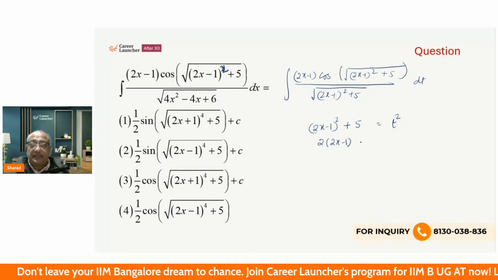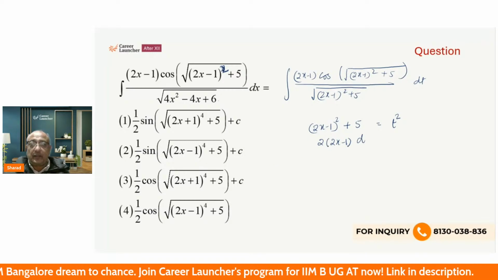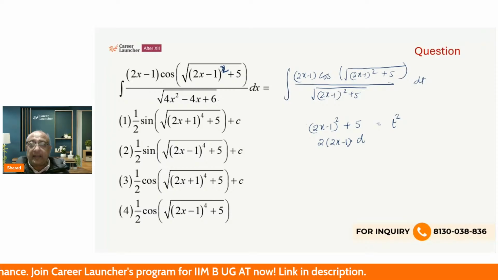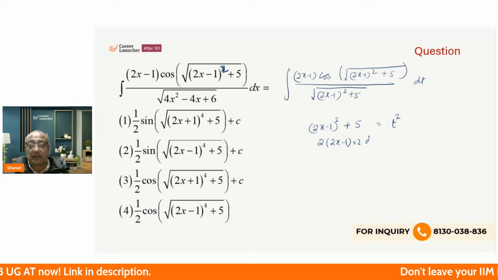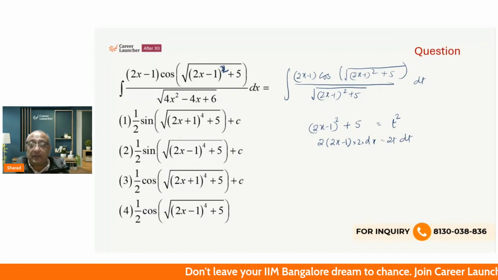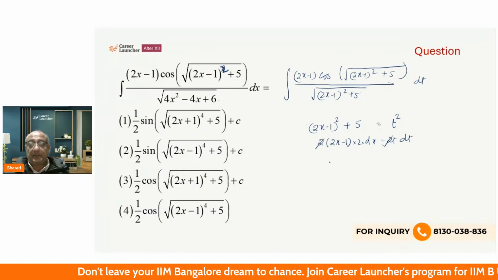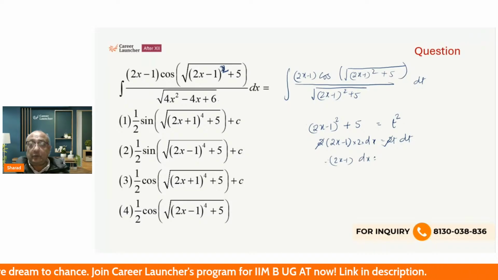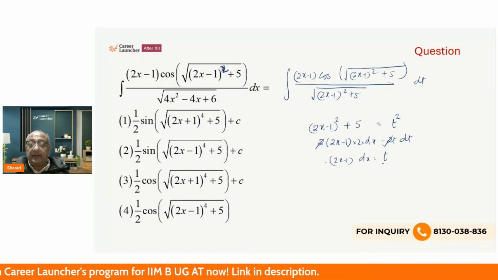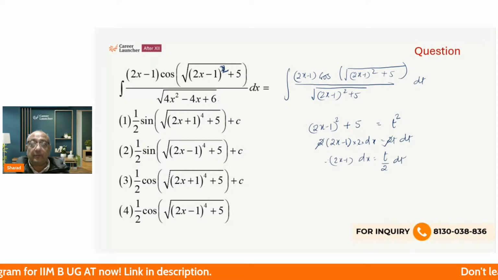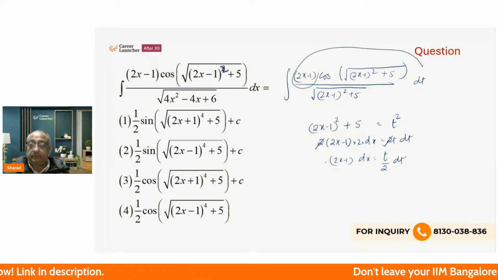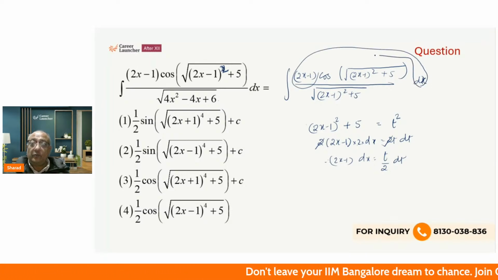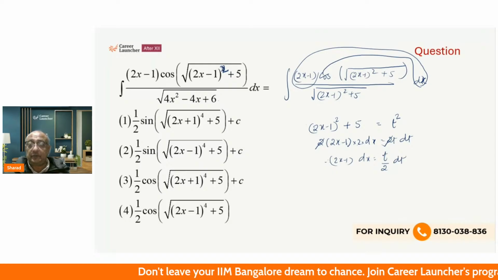So if I differentiate, I'll get this 2 because of this. And again, one more 2 I'll get if I differentiate 2x minus 1 into dx. This will be equal to 2t dt. From here, 2 and 2 cancel. So I'll get 2x minus 1 dx is equal to, please note this 2 is still remaining here, t by 2 dt. This is dx. This I'm going to put here. 2x minus 1 dx is equal to t by 2 dt.